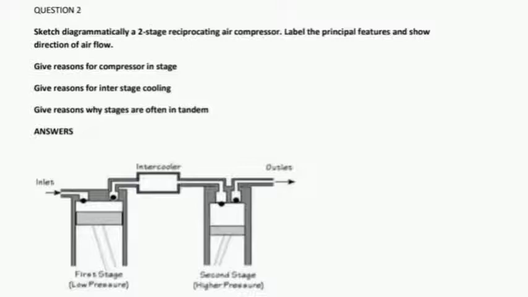The diagram below shows a two-stage reciprocating air compressor. We have the inlet, which goes to the inlet valve. From the inlet valve, the air is being compressed. The air goes out from the discharge valve into the intercooler. After being cooled, it enters into the second stage inlet valve. The air is being compressed and leaves the cylinder through the discharge valve, as indicated, outlet.